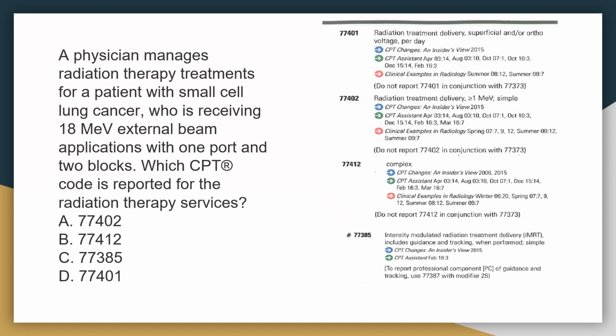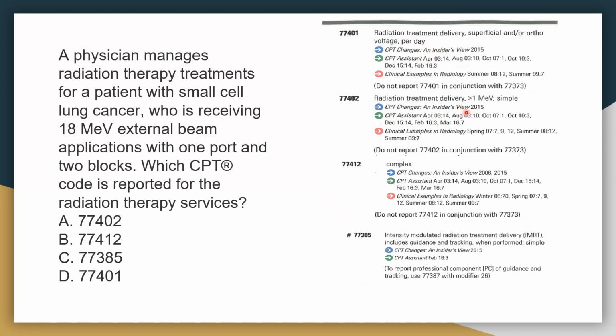So this is the radiation therapy services. We have the codes below, and what is important for us is that all these codes are divided depending upon how many ports and how many blocks. So here there is one port and two blocks. I'll be looking for that language in the code to zero down my code. So 77401 is the radiation treatment delivery superficial and ortho voltage per day.